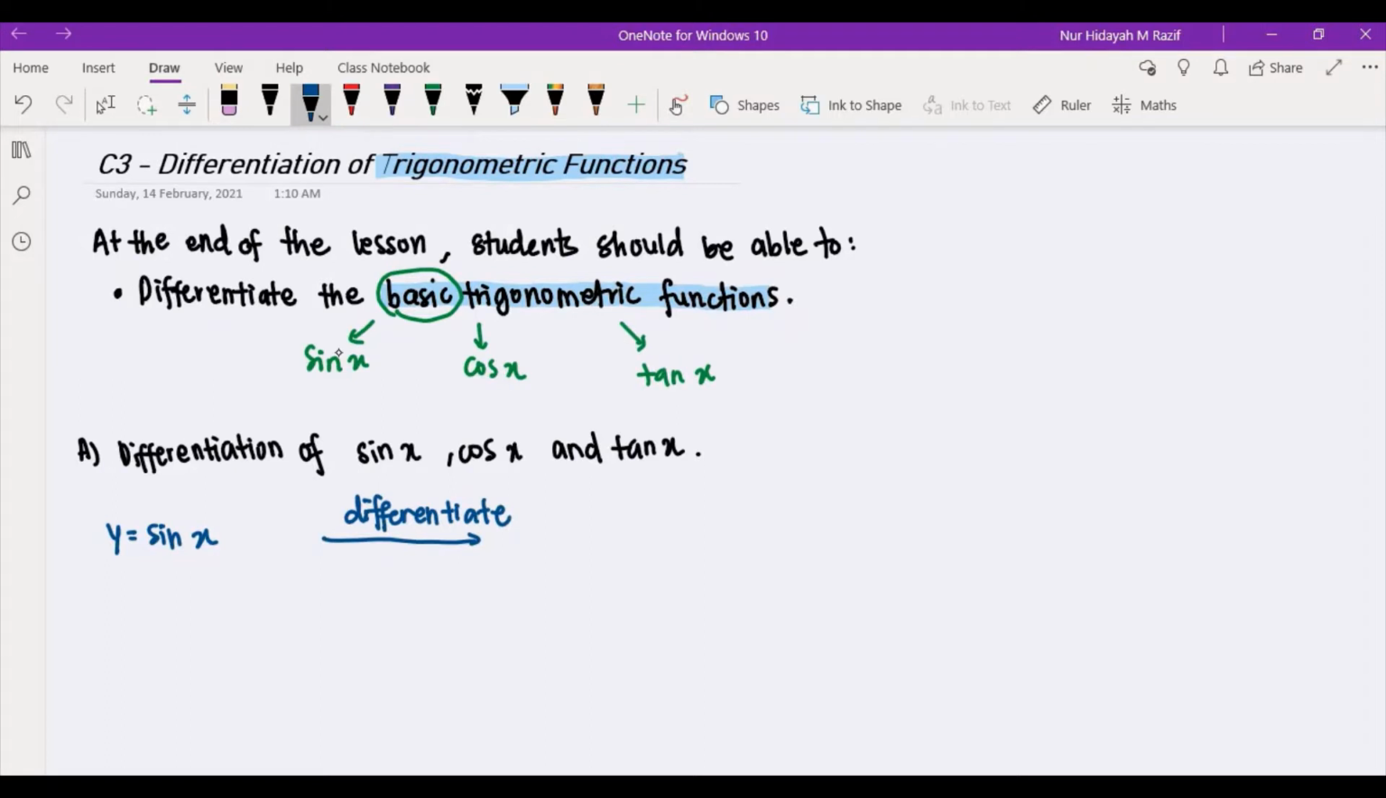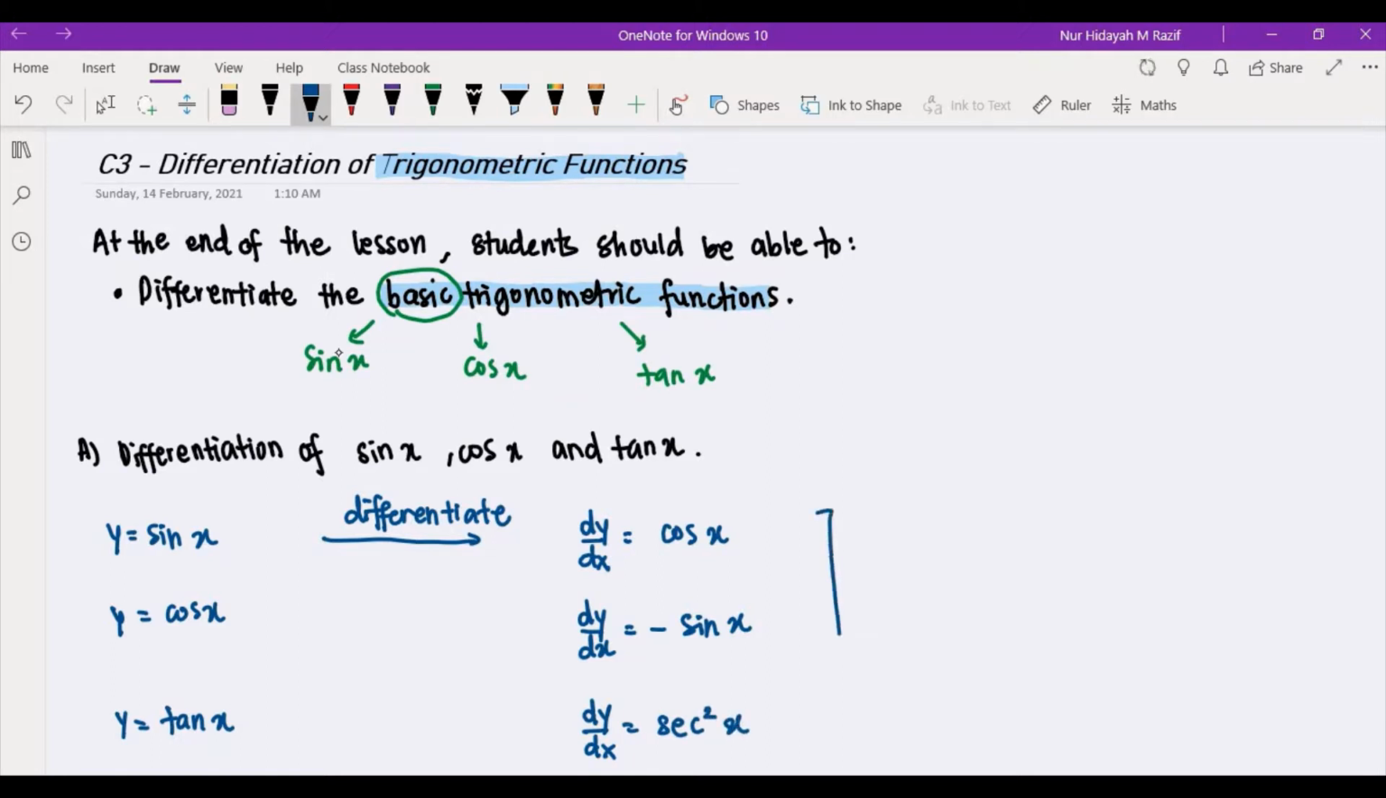If you are given y is equal to sine x, then the derivative dy/dx is actually equal to cos x. And if you are given y is equal to cos x, then your derivative dy/dx will be equal to negative sine x. And for the last one, y is equal to tangent x, then your first derivative dy/dx is equal to secant squared x.